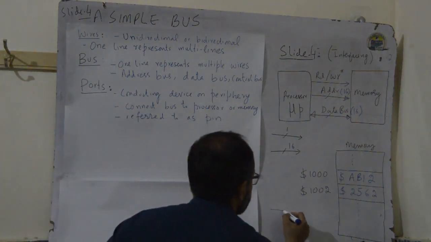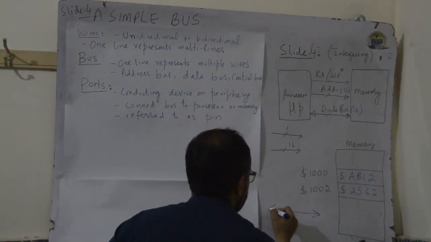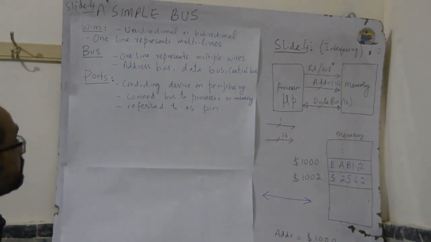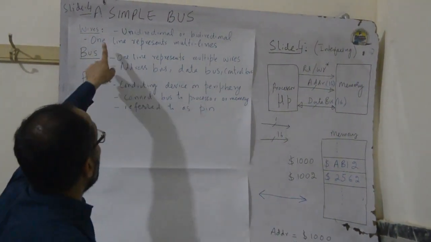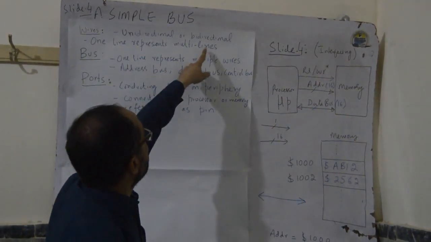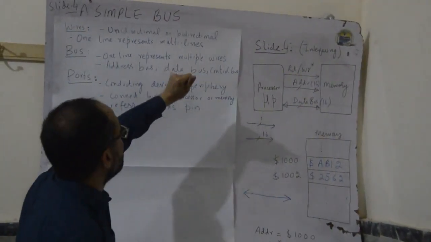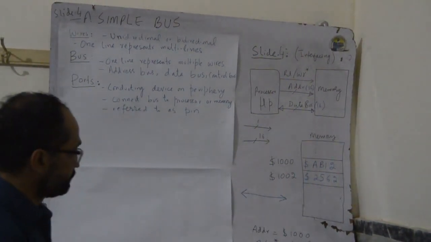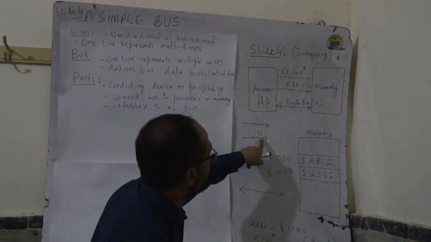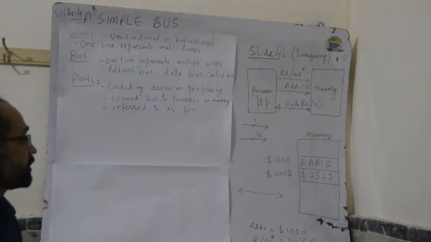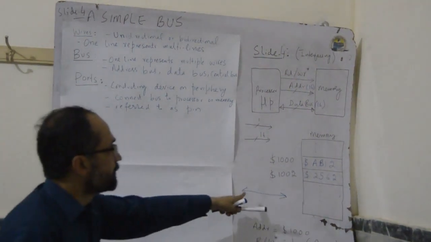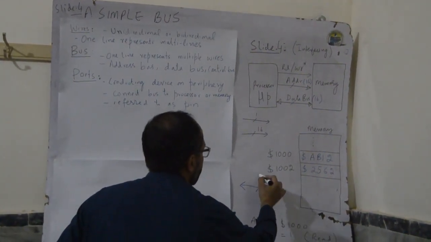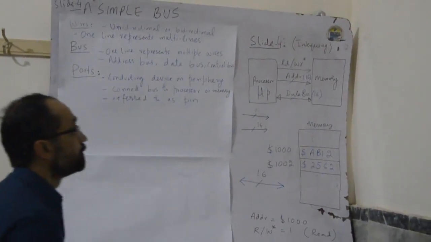And this is another bus that is bidirectional. One line can represent a single line or multiple lines. Now this is a single line, and this is multiple lines that consist of 16 wires. This bus is bidirectional and the width of the bus is 16 bits.